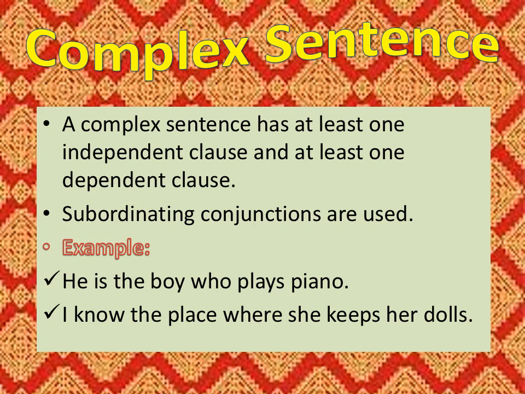So this is for complex sentence. Here we discussed three important things in a complex sentence: that a complex sentence has at least one independent clause and at least one dependent clause. Second point, subordinating conjunctions are used to combine these clauses in a complex sentence. Third important thing, the subordinate clause mostly begins with a subordinating conjunction.